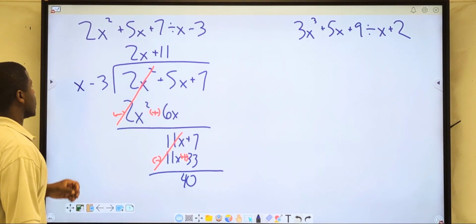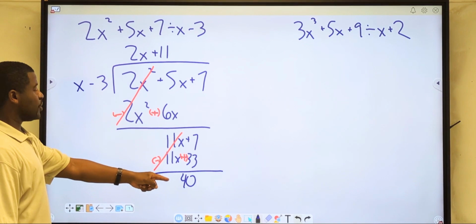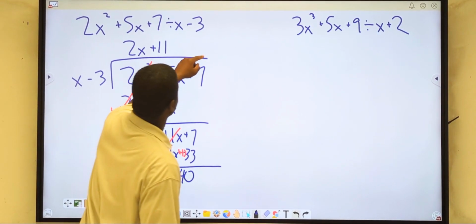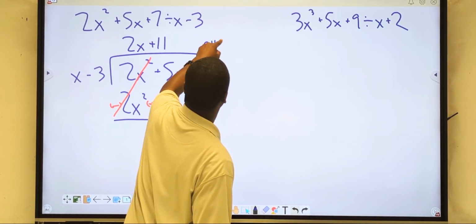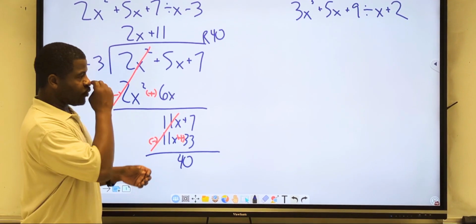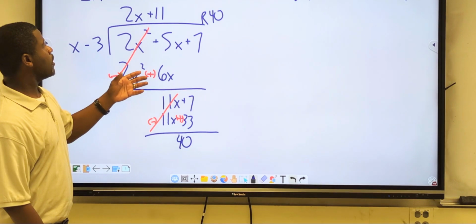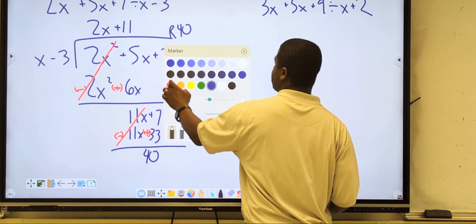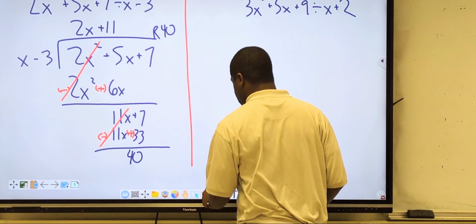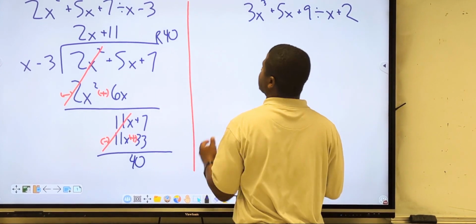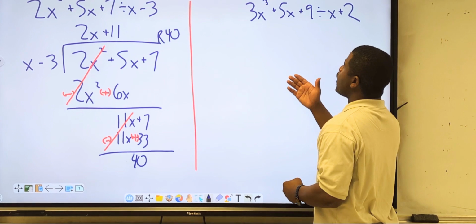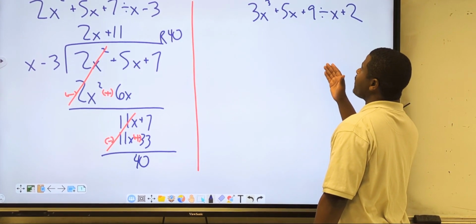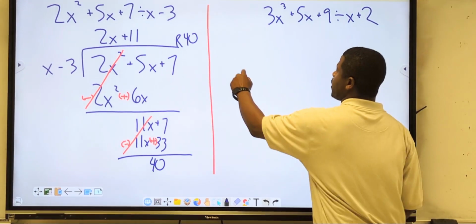So we continue with it, and from here we say 7 plus 33 gives us 40. Now x will not go into 40, so we know that this is our remainder. We can either put that as remainder 40 or remainder 40 over x minus 3. Now, over here on this problem, we just want to go over something that's an easy mistake to make. We have 3x cubed plus 5x plus 9 divided by x plus 2.